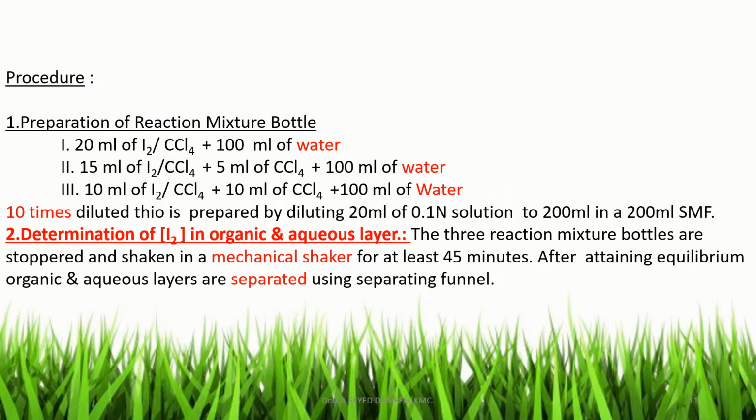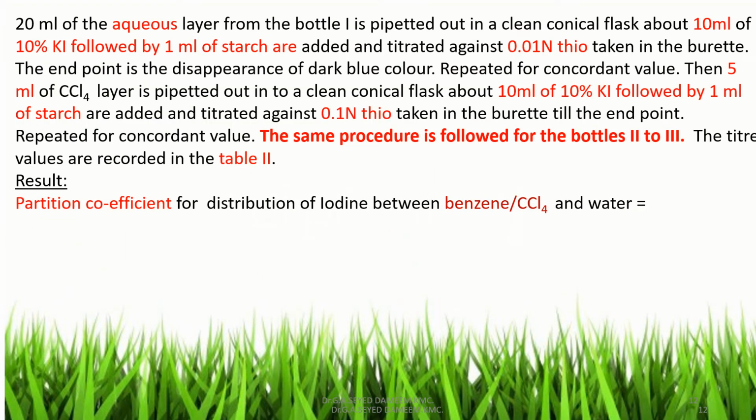After attaining equilibrium, the organic and aqueous layers are separated using a separating funnel for these numbered bottles 1, 2, 3 separately. Now 20 ml of aqueous layer from bottle 1 is pipetted out into a clean conical flask. About 10 ml of 10% KI solution followed by 1 ml starch are added and titrated against 0.01 N thio taken in the burette. The end point is the disappearance of dark blue color, repeated for concordant value.